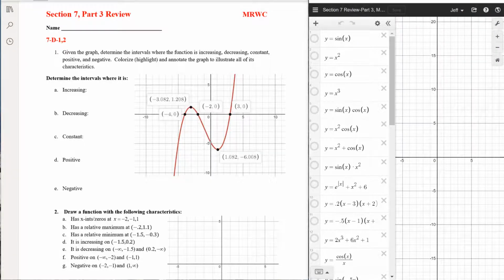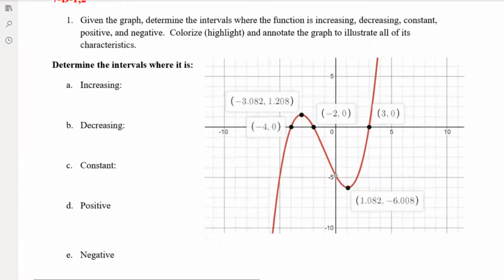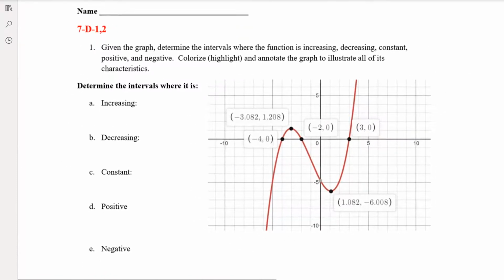Get your Part 3 printed off from Canvas. Once you get all that ready, let's get started. I would get colors and do everything color-coded, do a good job, do your best. Again, this is to get you ready to review all the concepts from 7D1 all the way through 7F1.